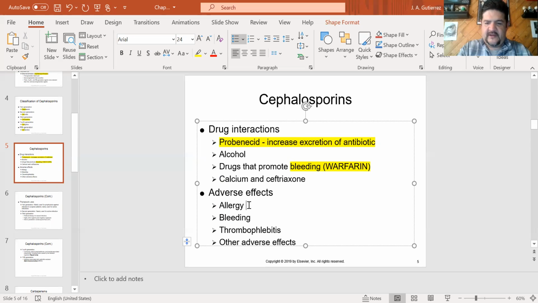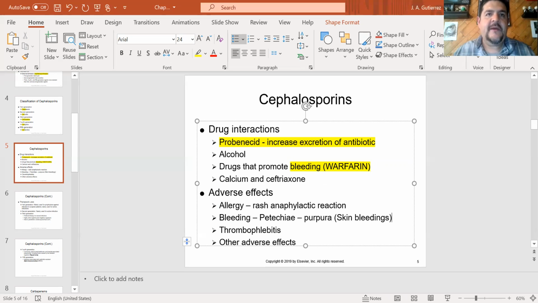Regarding allergies, just like penicillins, rash and anaphylactic reaction. We mentioned already that there's a cross sensitivity between cephalosporins and penicillins because both of them have the beta lactam ring. Bleeding, especially if the patient is already taking warfarin, we're gonna see bleeding. What type of bleeding? We're gonna see petechiae and purpura. Those are skin bleedings.